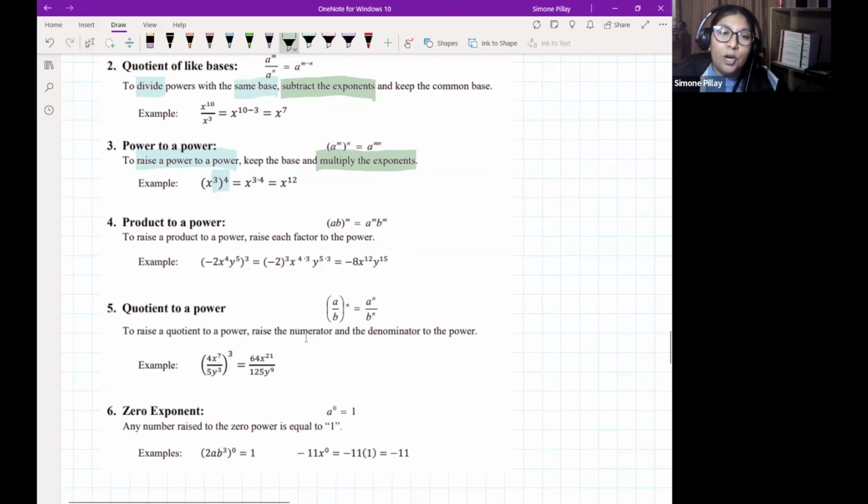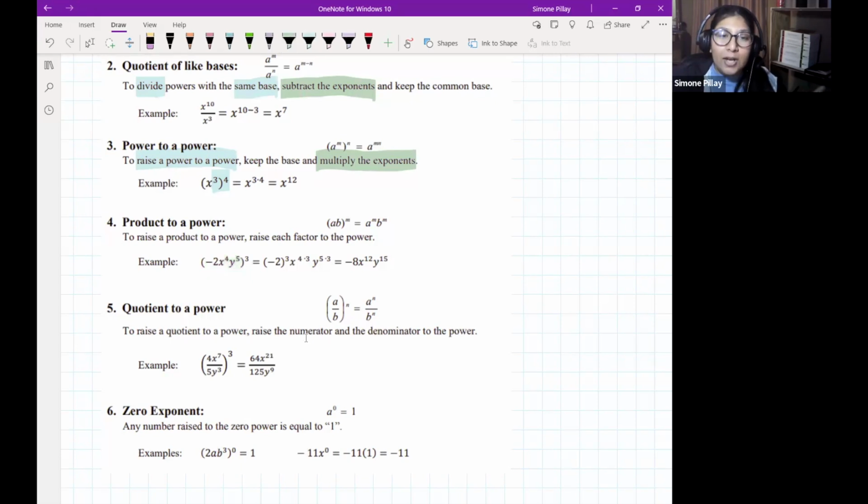When we have a product to a power. Now, what do I mean when I say a product? If you look at this example in here, -2x^4y^5, or I should say x to the power of 4, y to the power of 5. What that actually means is -2 times x to the power of 4 times y to the power of 5. So that's why we call it a product.